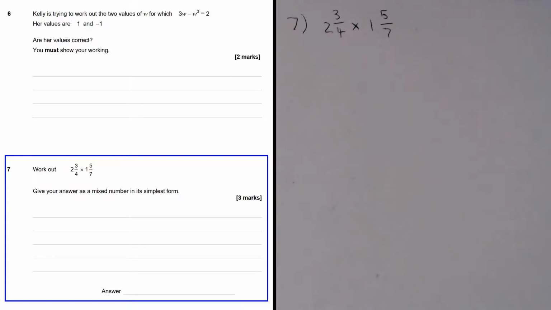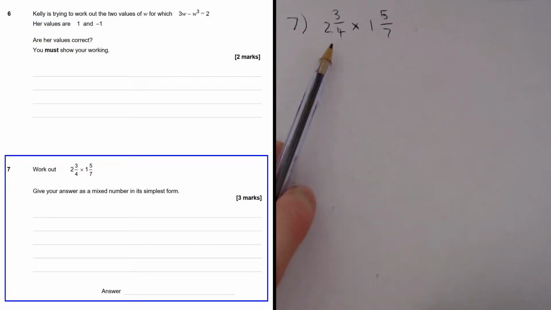Question 7 asks us to work out 2 3/4 multiplied by 1 5/7. We are asked to give our answer as a mixed number in its simplest form. So to tackle this question, the first thing I would do is write these mixed fractions as improper fractions.